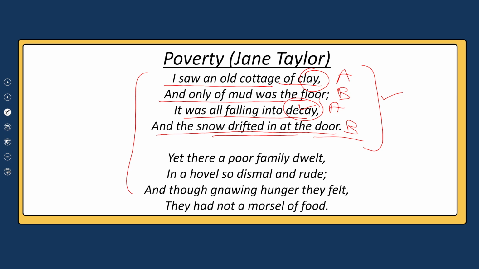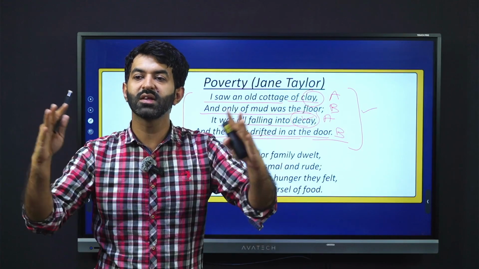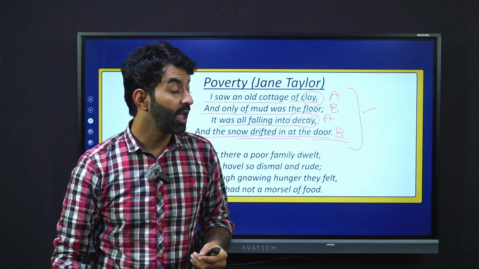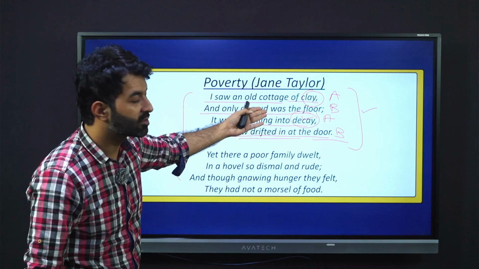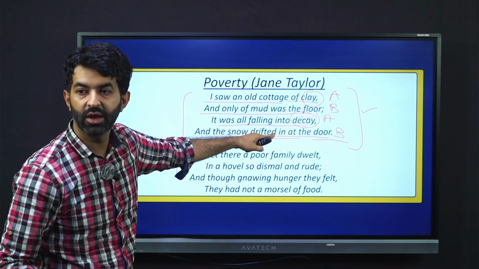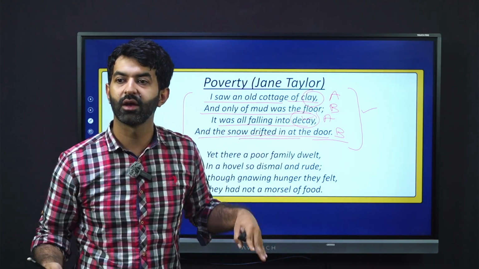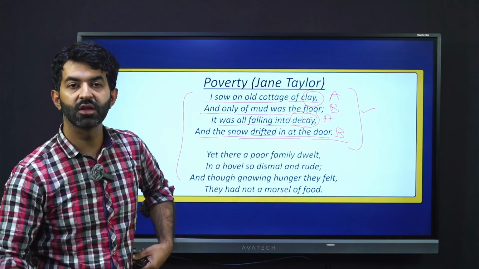तो यहां पे आप देखें, old cottage of clay, एक कॉटेज है, एक कमरा है, वो क्ले से बना हुआ है, it's old and only of mud was the floor. Floor is made up of mud. It was all falling into decay. It's falling. वो खराब हो रहा है. It's ruining. And the snow drifted in at the door. And there is snow at the door.